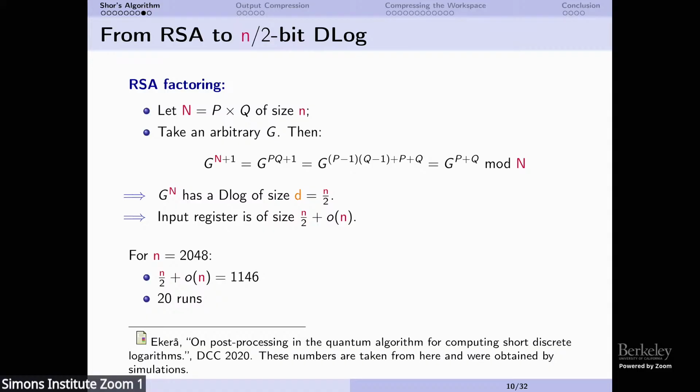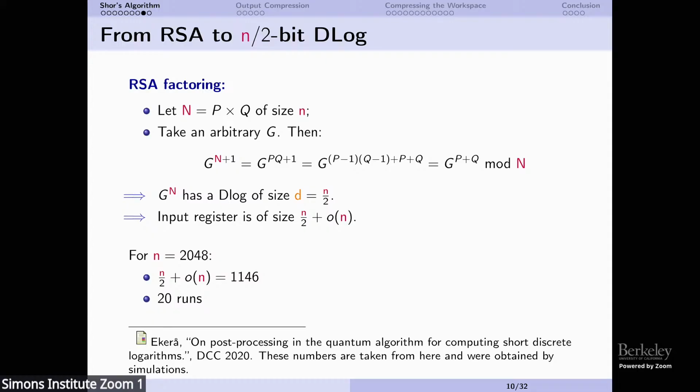And the idea simply goes through the fact that the RSA key is a product of two primes of the same size. And then if you take an arbitrary g in the group of multiplicative integers, you take the power n. You can realize that this power n is actually g to the power p plus q mod n, which means the discrete log of g in this group is actually small. It's the same size as the integers p and q. So it has a small discrete log. And so if you run Ekerå-Håstad, you can have an input register of size n over 2 plus t to the log of n.